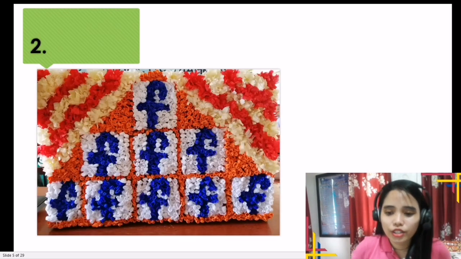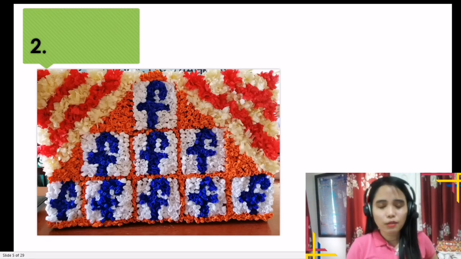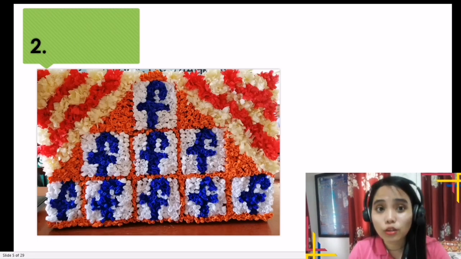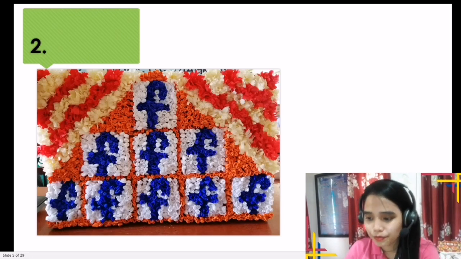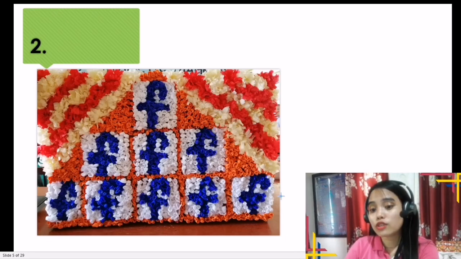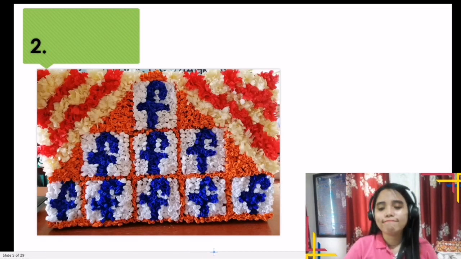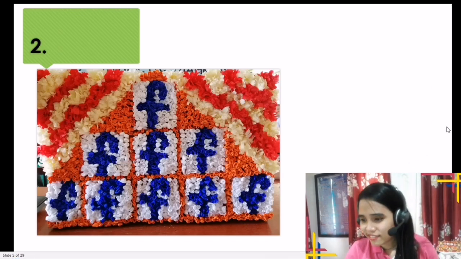Okay, so we have here a diagram, with Facebook logos. By the way, this is a project of my student before. We call this a sequence diagram. We have one Facebook logo, 3 Facebook logos, and 5 Facebook logos. So, how many Facebook logos can be created next? We have 1, 3, and 5. So, the next is 7. That's right. Galing.